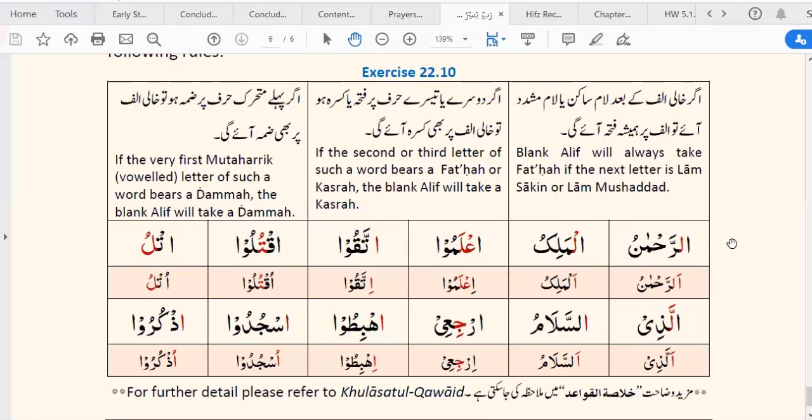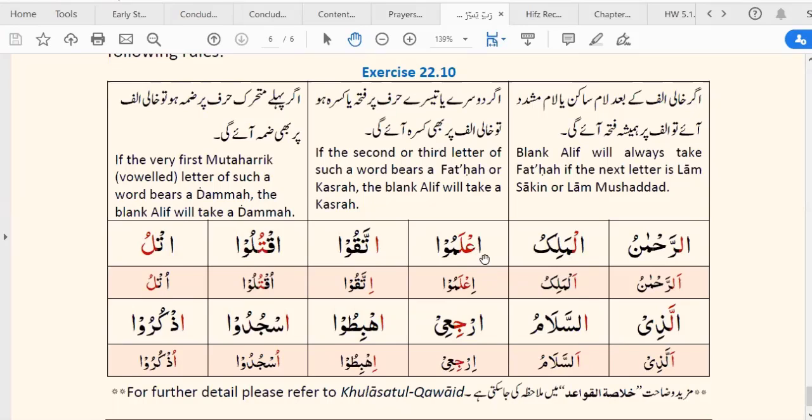Now, it's going to get a little bit more tricky. Again, over here, we have a blank alif. Now, the question in all these examples is, what do we put on the blank alif? You've correctly told me if the blank alif is followed by a lam, we always have a fatha on the blank alif. So that's right. But if the blank alif is not followed by a lam, what do we do?